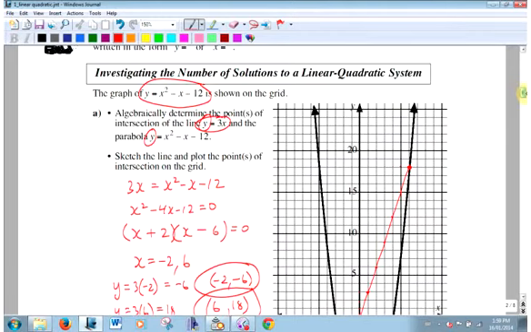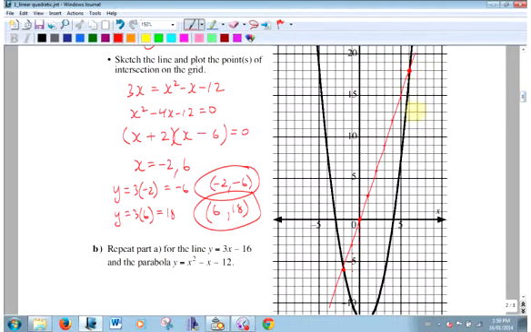So that's kind of like the example we first looked at. There's a line. There's a parabola. Where do they intersect? Make one thing equal to the other thing, called substitution. Find the 2 points.